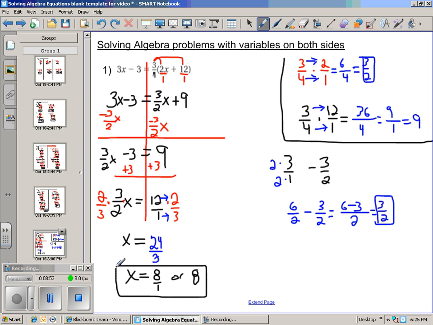So this was a nice problem because we got to review a little side work here. How do you multiply fractions? How do you add fractions or subtract fractions? And then we got to use the distributive property and combine like terms. Enjoy.